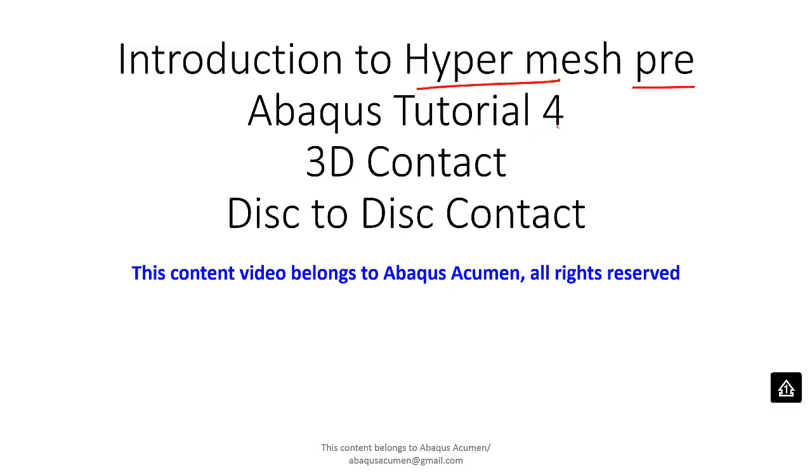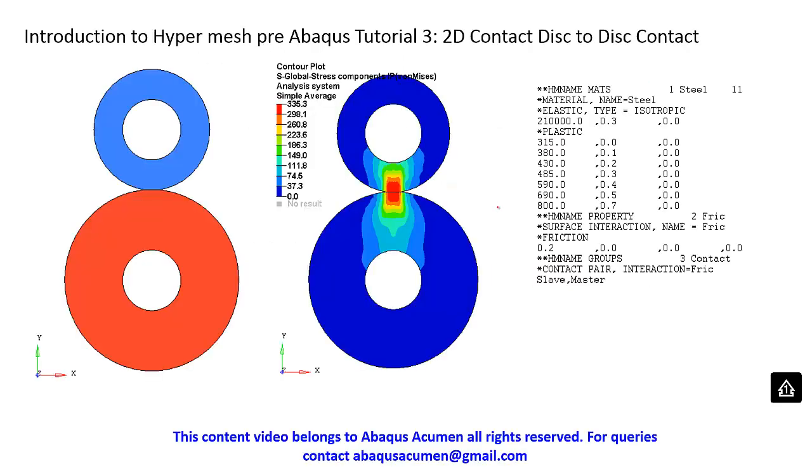This is Abaqus tutorial number 4, but we already covered 105 different videos on Abaqus. We are going to focus on 3D contact, disk to disk contact. That's what we'll do. So there are two disks. For both disks the inner diameter is 10, and the OD of one is 30 and the OD of the other is 20 millimeter. So this is in millimeter.